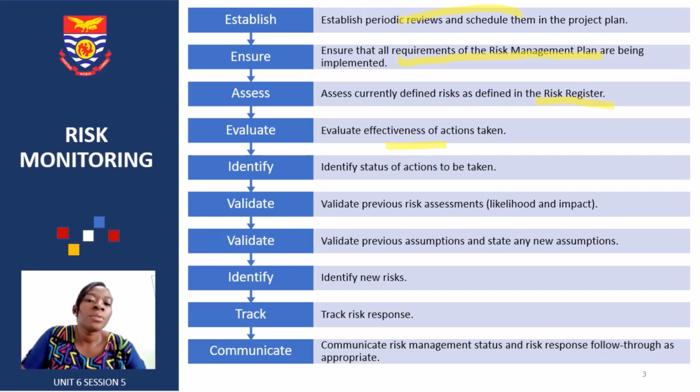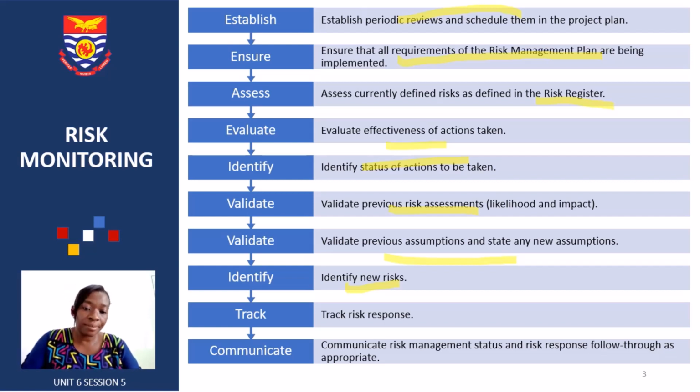Then we need to identify the status of all the actions we are undertaking, and validate the previous risk assessments, the likelihood and their impact. You need to check whether the previous risk assessment we did is really so or not. Then we need to also validate the previous assumptions underpinning those assessments, state any new ones if need be, and even change some of them if need be. Then we also need to identify new risks, things we didn't see before in our risk assessment and are finding now. We can add them in and update those documents as well.